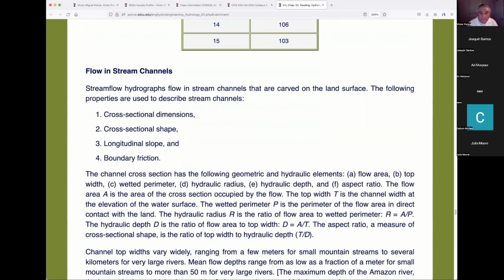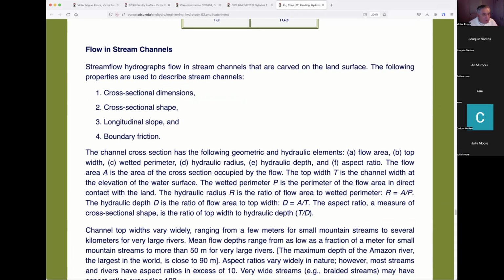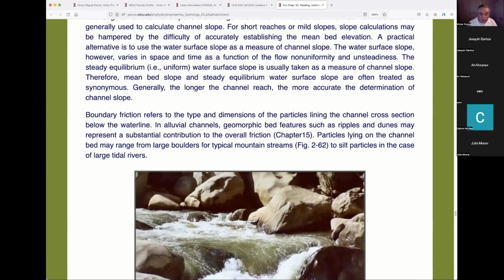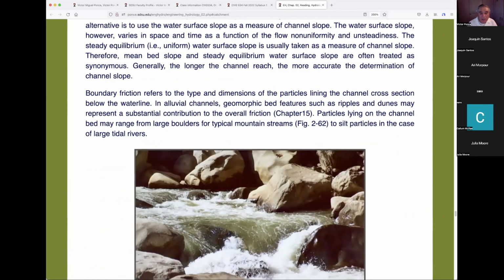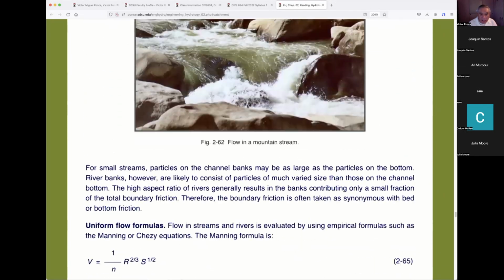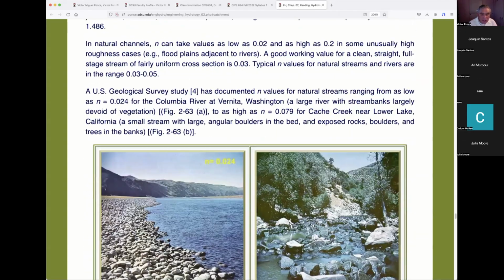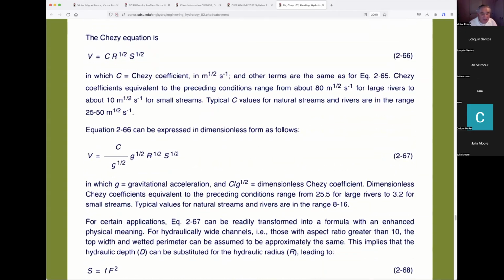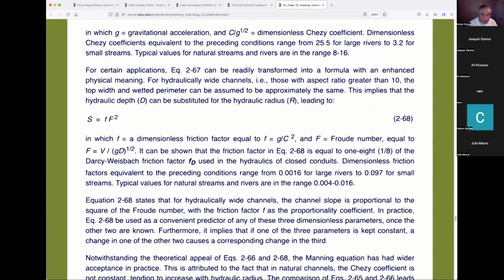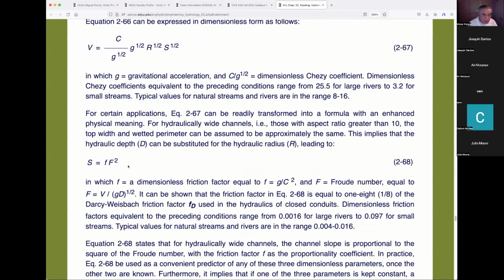And flowing stream channels. Now, many of you did not have open channels, but you had hydraulics. So this is a review, flowing stream channels. So I urge you for Wednesday, review this, because we're not going to have time. You already have seen this stuff over here.